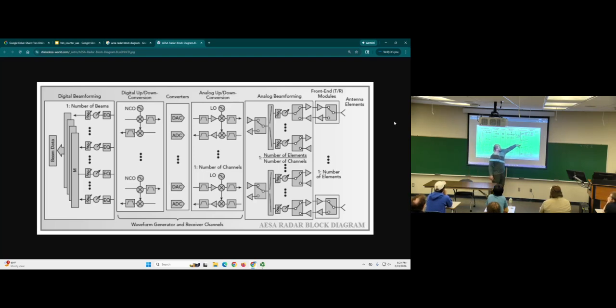And then the whole analog beamforming, you can see where they have amplitude and phase shifters here. That's what these signals are for. And then this is just a transmit or receive block. That's what that indicates. And that just goes.